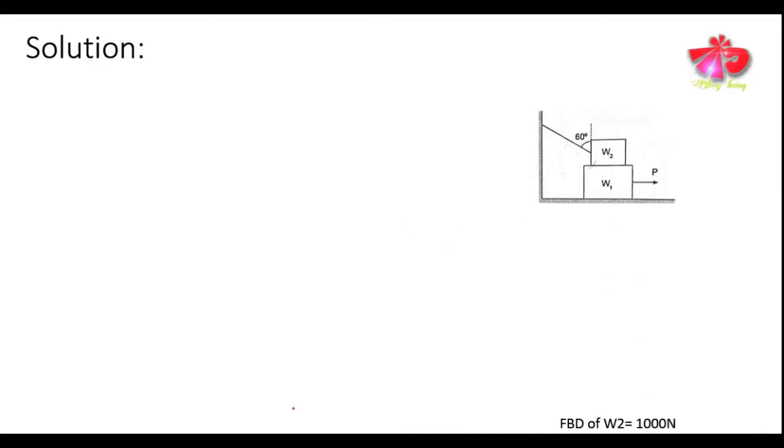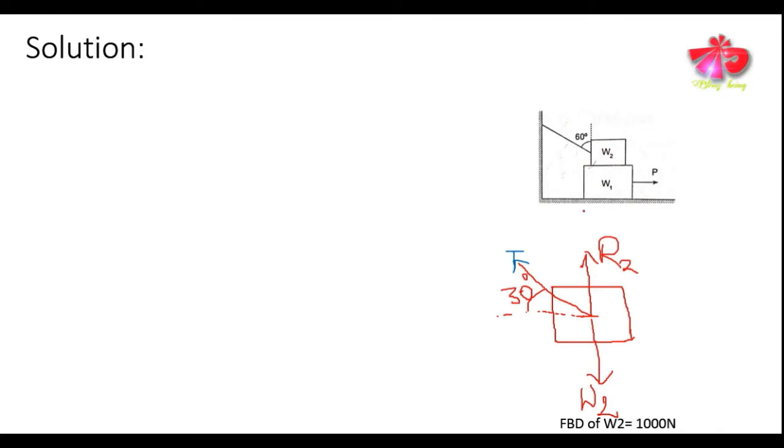Now friends, we shall draw the free body diagram of this weight W2. So we shall draw the free body diagram of body 2 that is having weight equals 1000 Newton. This weight W2 acts as shown in the figure, where W2 is the weight of this body acting vertically downward and R2 is the reaction. Furthermore, there is the string acting on weight W2, so there shall be a tension along that string.